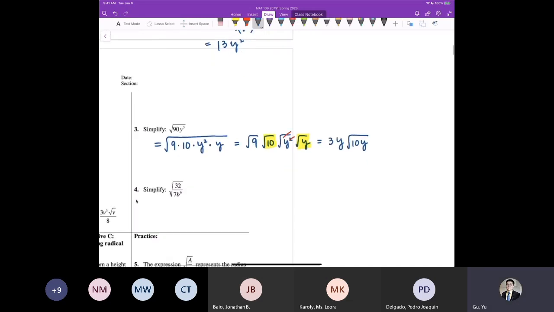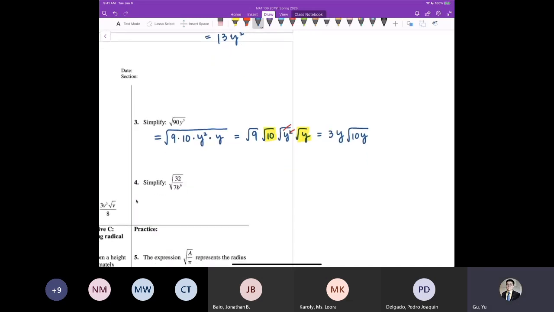Very good. Number 4 is a radical of a quotient. One of the fill in the blanks says that the square root of a quotient is the quotient of the square roots. Usually what we do is we simplify the quotient inside first, if we can, and then we take the square root of the numerator and the denominator. However, in this case, 32 over 7b to the 6, we cannot simplify it. So we'll go straight to assign them to separate radical signs.